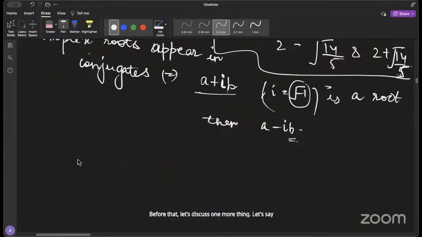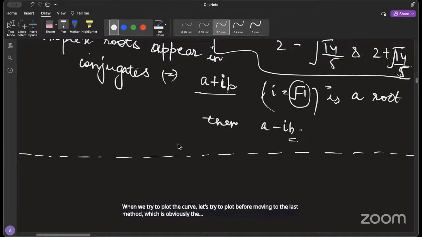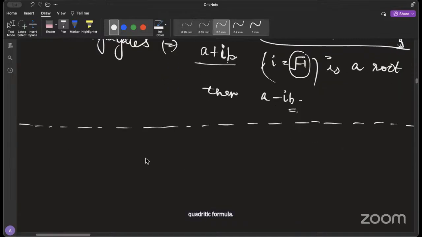Let's say you have our general form. When we try to plot the curve, let's try to plot before moving to the last method, which is obviously the quadratic formula.